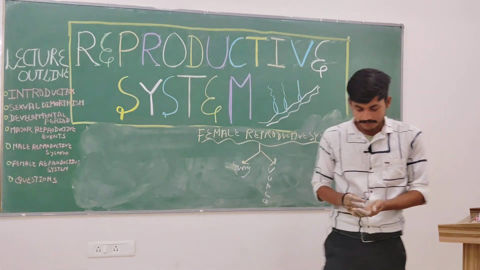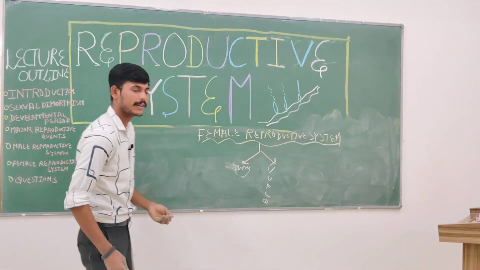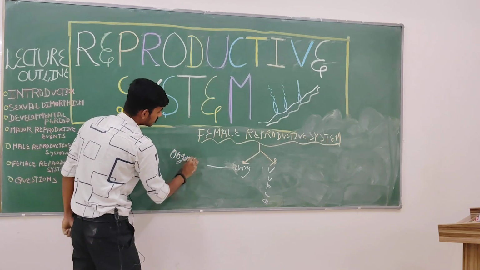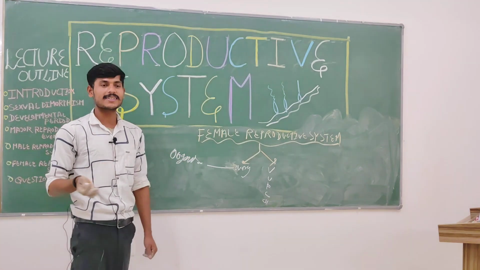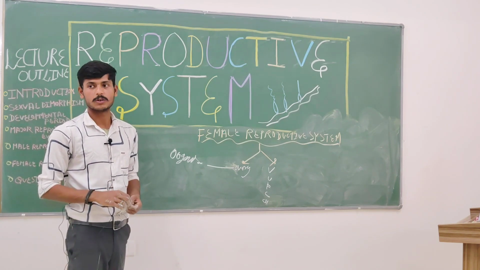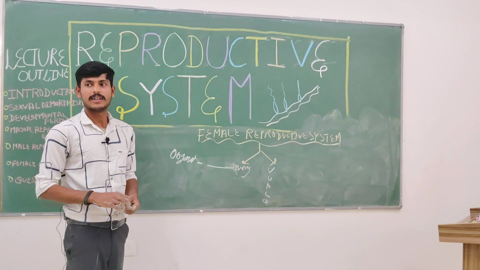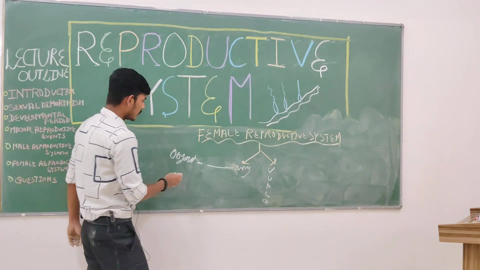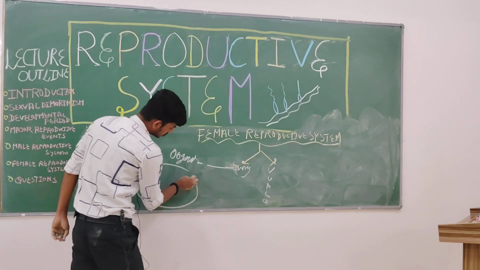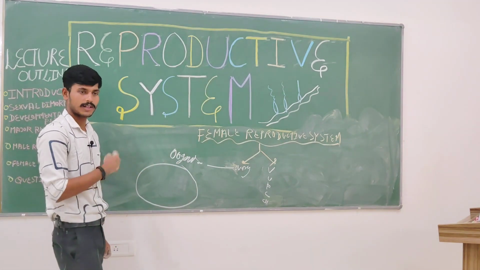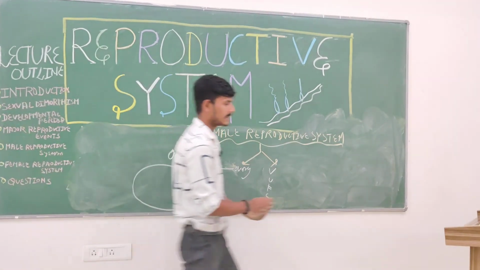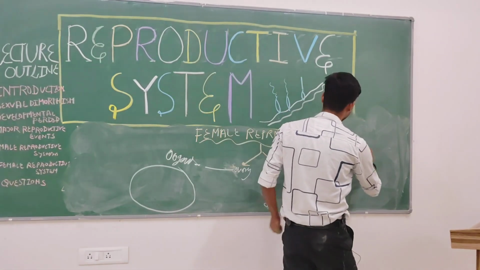The female reproductive system, as I told, consists of the ovary and the accessory organs. In the ovary, do you know what happens? Oogenesis. Oogenesis is basically the formation of eggs. So it is the ovary. The ovary is round in shape. They are attached with the fallopian tube, as I showed you roughly.